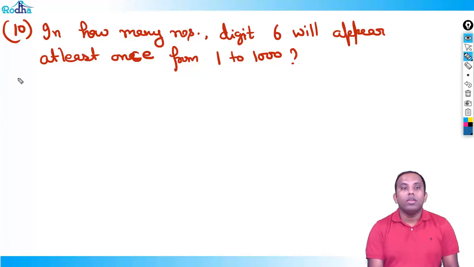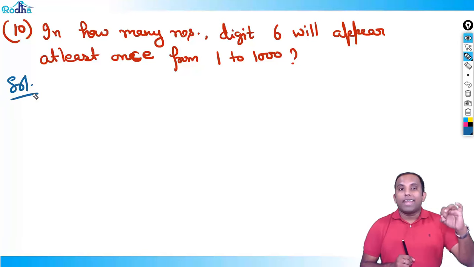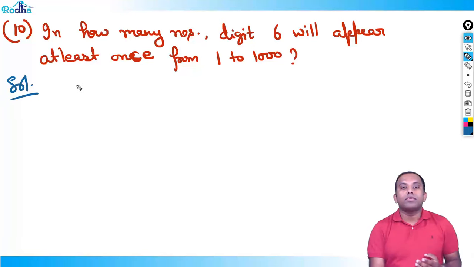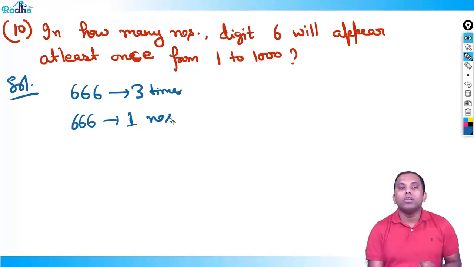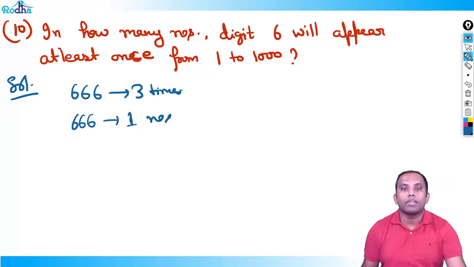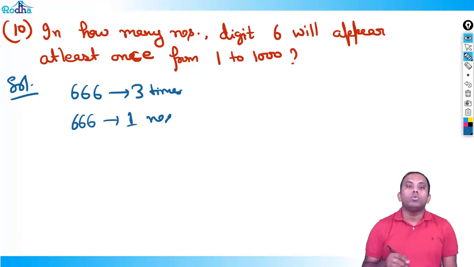Now, don't confuse it with the last question. The last question was how many times digit 6 will appear. Like in 666, digit 6 will appear 3 times. But here, in how many numbers will digit 6 appear at least once? So 666 will be counted as only one number, because digit 6 is appearing at least once. I have to count all such numbers from 1 to 1000.